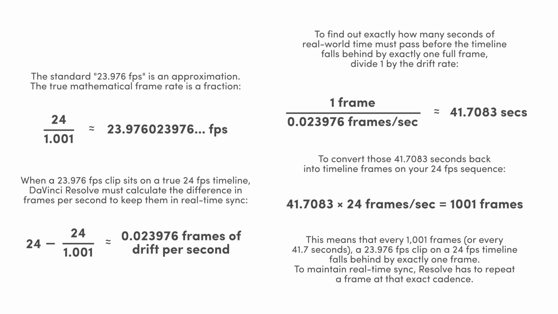Now, I'm going to put some maths on screen, so if you've got any trouble sleeping, you can give all of that a read. But what it's showing us is that every 1001 frames, a 23.976 clip on a 24 frame a second timeline falls behind by exactly one frame. So to maintain real-time sync, Resolve will repeat a frame at that exact cadence.